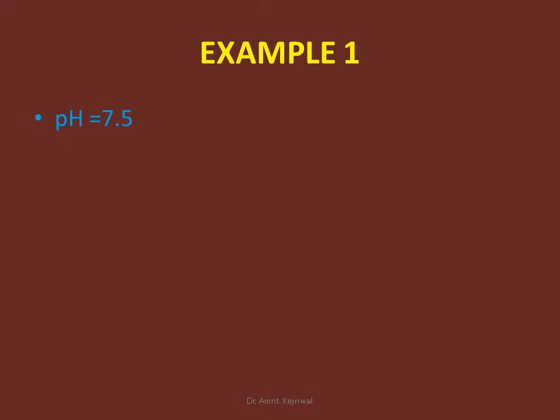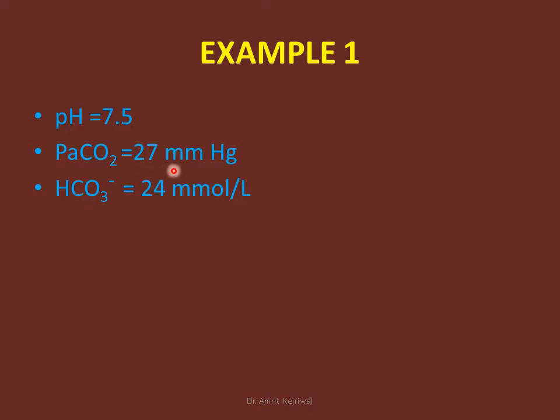In the first example, we have a patient with a pH of 7.5 on the arterial blood gases. So this goes in favor of alkalosis. It is more than 7.4. PaCO2 is 27, normal is around 40, and bicarb is 24, which is around the normal range.